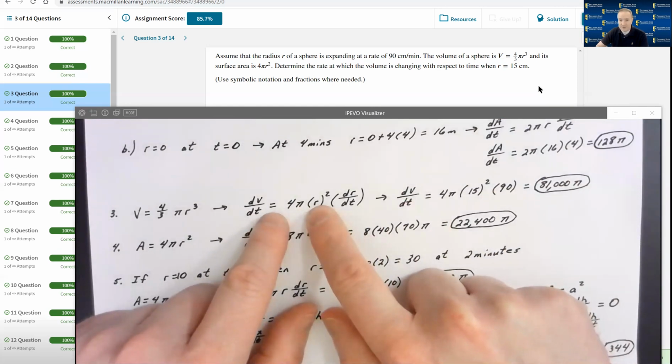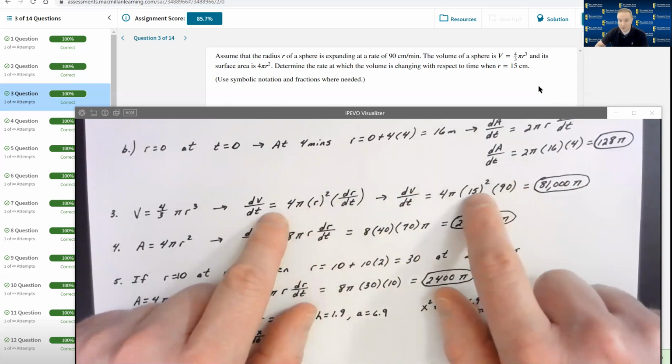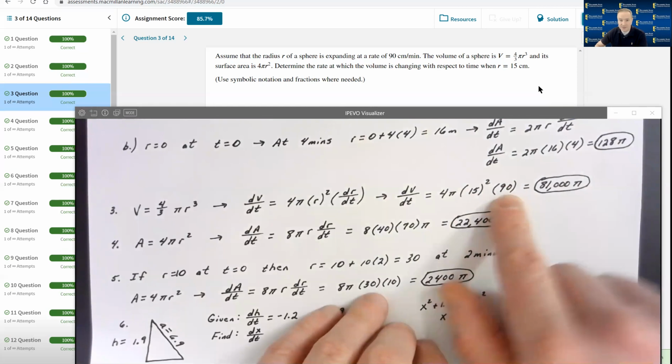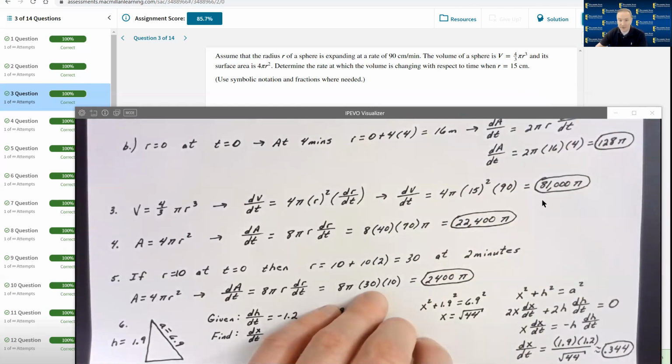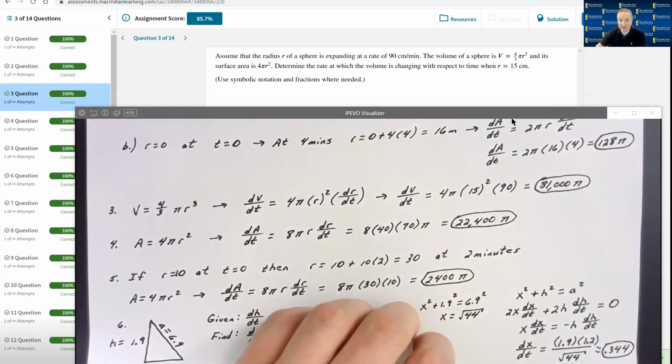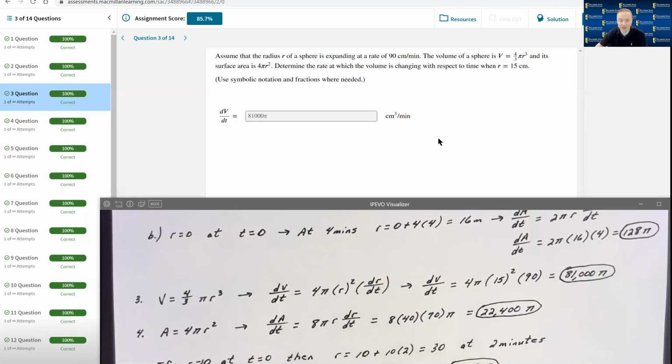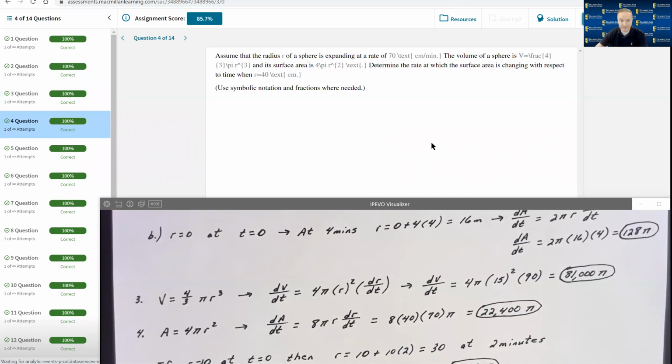4 pi times r, which the problem said was 15. Of course, that's squared, times dr/dt, which the problem said was 90. So I'll plug that in and I'll get 81,000 pi. And you can see the units are already included, so I just didn't bother putting them on my paper when it's on Achieve already. So 81,000 pi cubic centimeters per minute is the rate of change of the volume with respect to time.